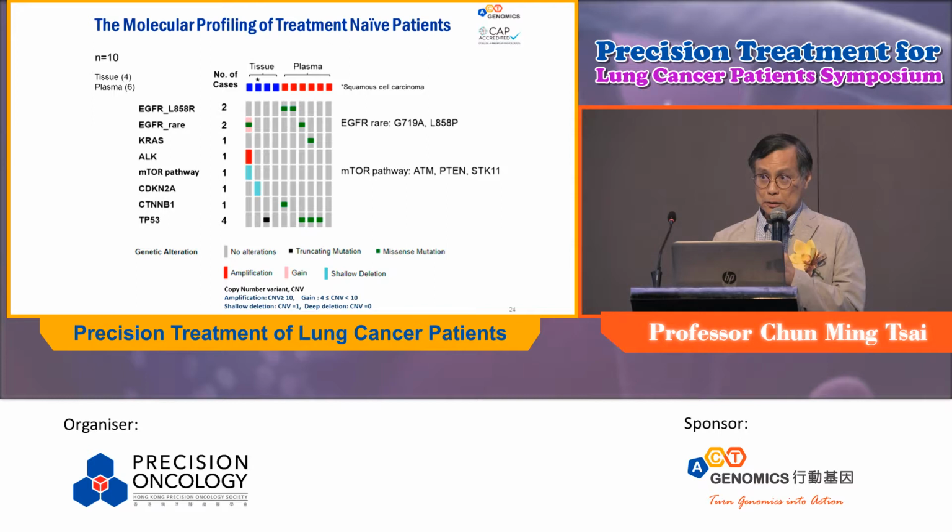So for the treatment-naive patients, we have 10 patients, 4 with tissue and 6 with plasma. We can detect EGFR mutation, rare mutations like G719A and L858P, and KRAS and P53. And for tissues, 1 patient has EGFR G719A, and also has ARC amplification and an mTOR pathway alteration.